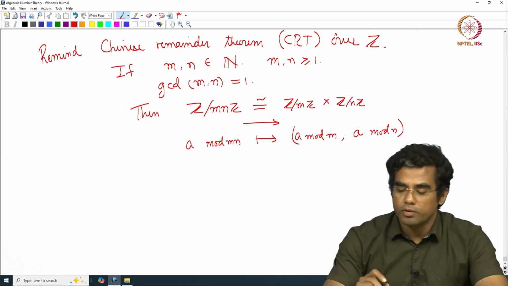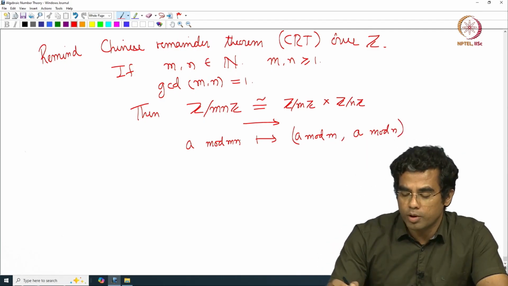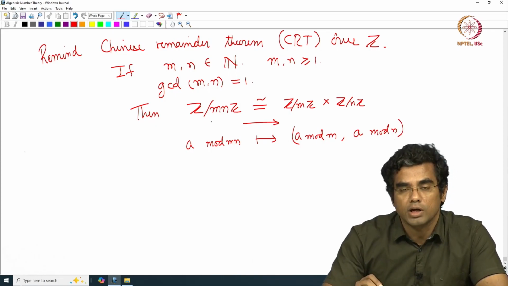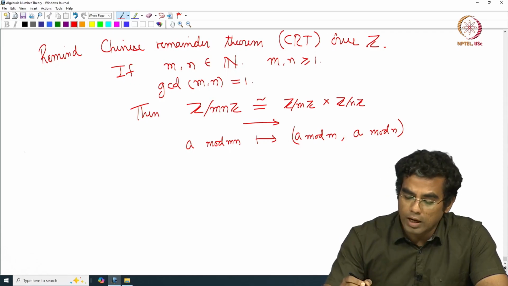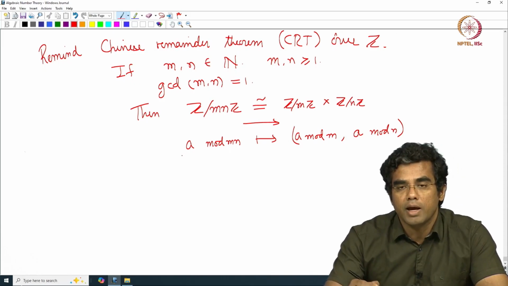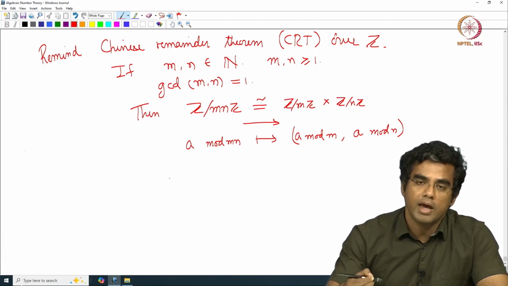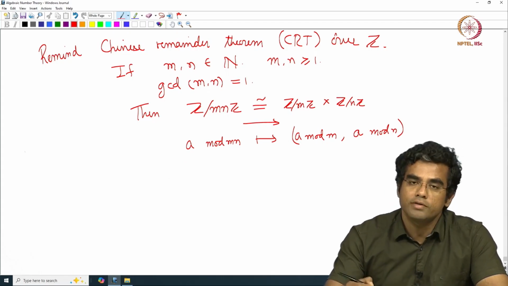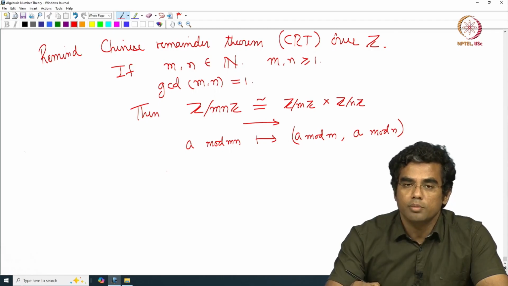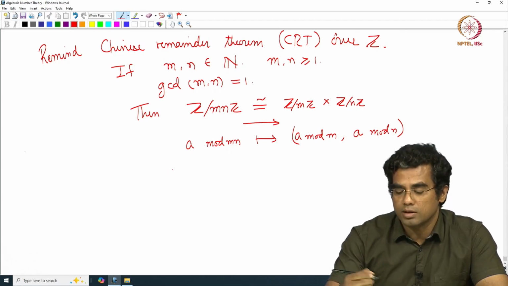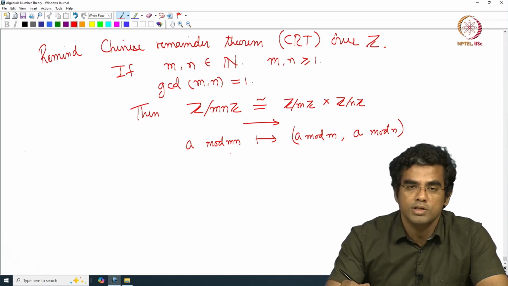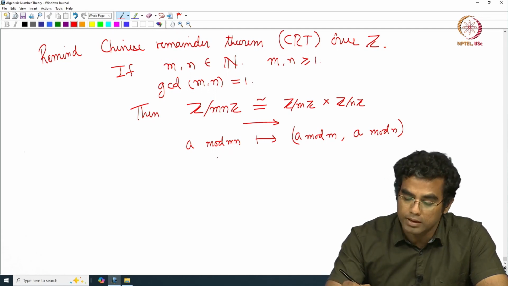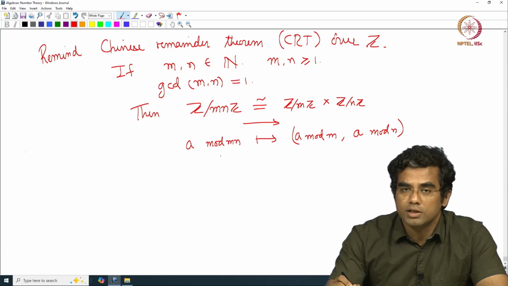Okay. So, there are two things to prove about this map. First, that it is injective, and second, that it is surjective. How do we show that it is injective? Well, if an integer is divisible by m and it is divisible by n, then it is also divisible by the least common multiple of m and n, and the least common multiple of m and n in this case is mn, because the GCD of m and n is 1. Right. So, that is why this map is injective.